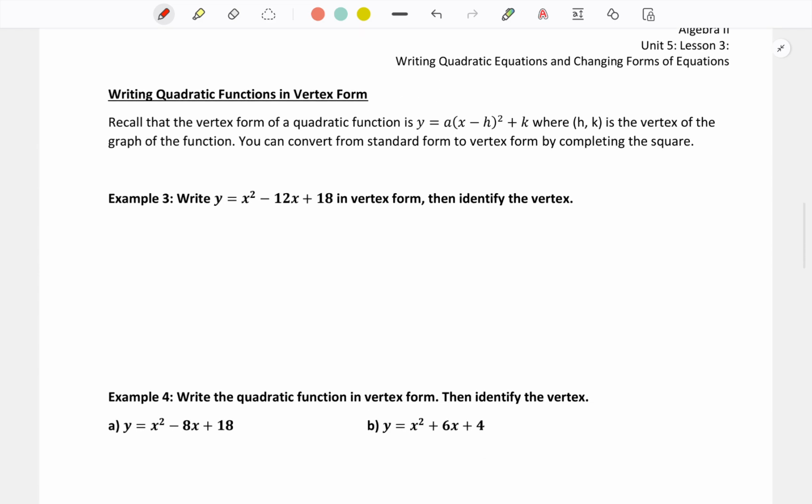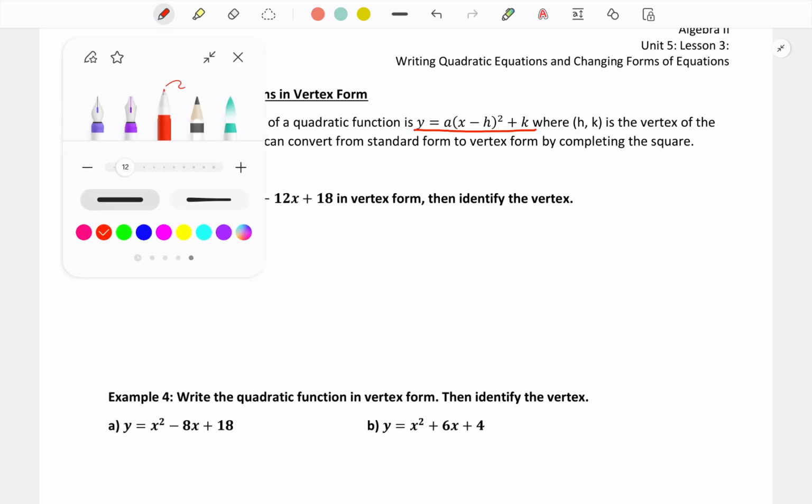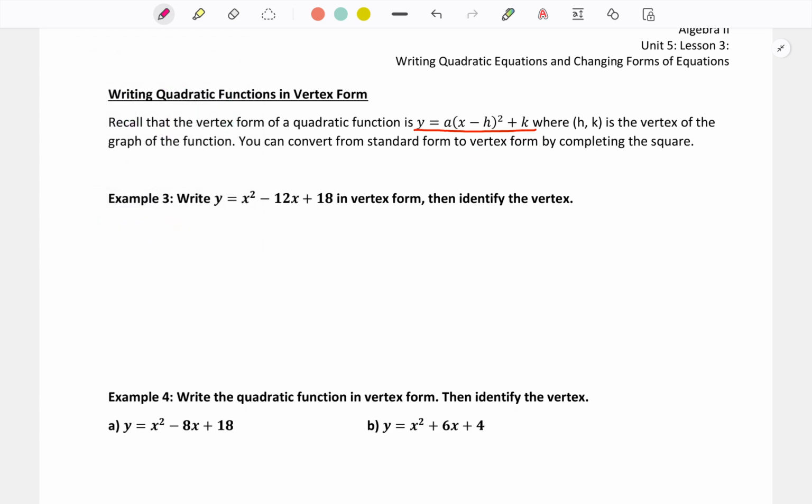So now we're going to look at writing those quadratic functions in vertex form, when we already have it in standard form. So recall that vertex form of a quadratic function is y equals a times (x minus h) squared plus k, where h and k is the vertex of the graph of the function. So you can actually convert from standard form to vertex form by completing the square. And so now we are going to complete the square.